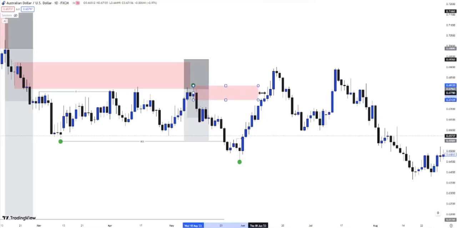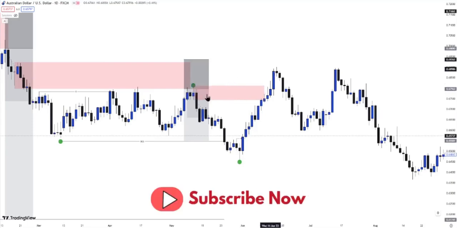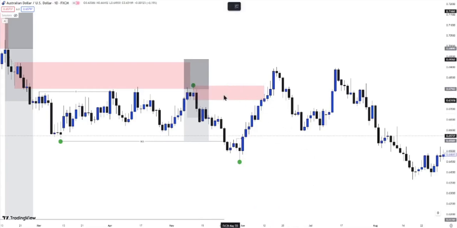And price came there, tapped into it, alright? Gave a little reaction or no reaction at all, and blew through it. So this would have been a loss. If you place a trade here and enter directly, it would have been a loss. It broke through this major structure high, internal structure high, and closed above it. Once that happens, that becomes CHoCH. Change of character here.